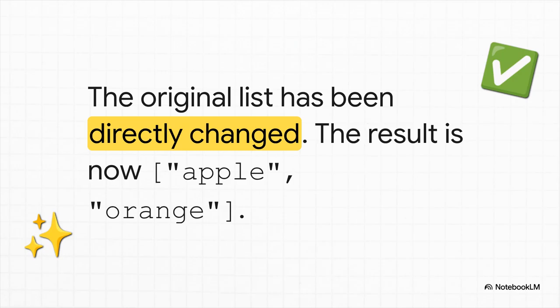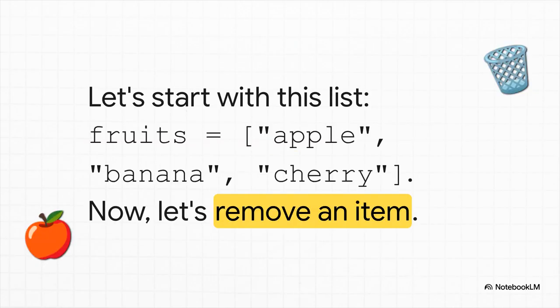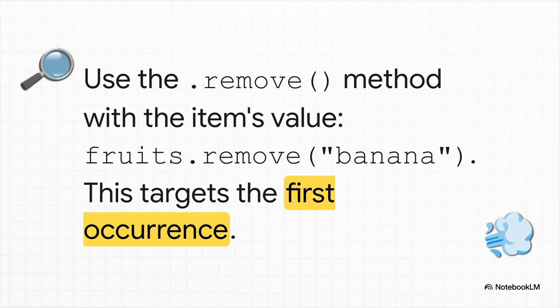The list itself has been altered, right there, in place. But changing things isn't just about swapping values. What if you want to get rid of something altogether? So let's start with this list of 3 fruits. This time, we're going to use the remove method.